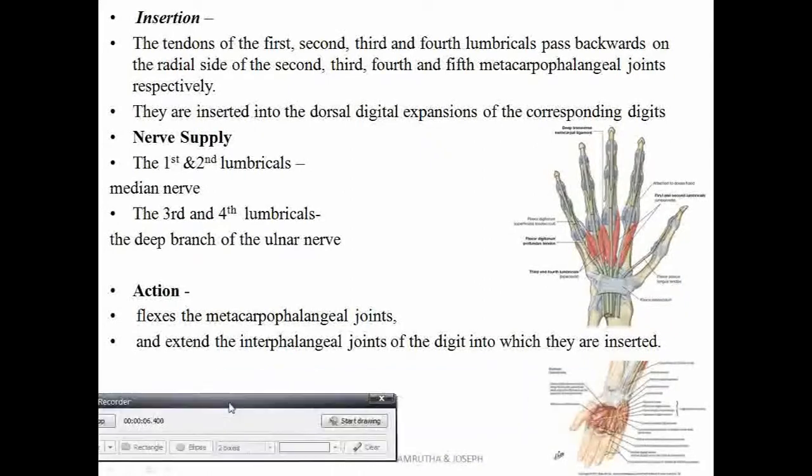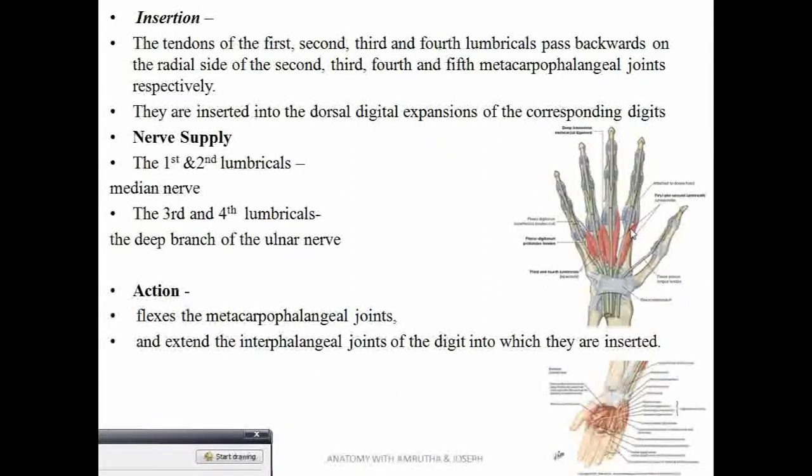Insertion of the lumbricals. The tendon of first, second, third and fourth lumbricals passes backward on the radial side of second, third, fourth and fifth metacarpophalangeal joints, and they are inserted to the dorsal digital expansion of corresponding digits. So dorsal digital expansion is the expansion which is formed or which is seen on the dorsal aspect of the hand, which is connected to the extensor tendons. So it is attached to that, and also the metacarpophalangeal joints.